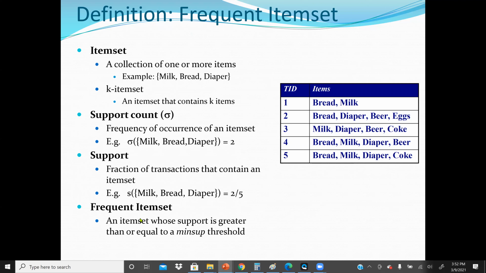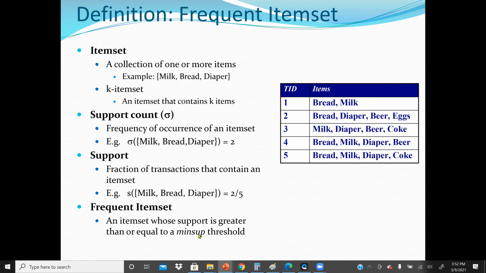We also have the term frequent item set. The key word is frequent. We know what an item set is. It can be a collection of one or more items, but a frequent item set means an item set whose support is greater than or equal to the minimum support threshold. So what we mean is that, for example, here we're able to find the support for milk, bread, diaper to be 2 by 5, which will be 0.4.